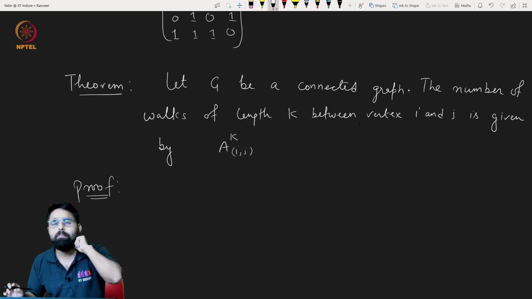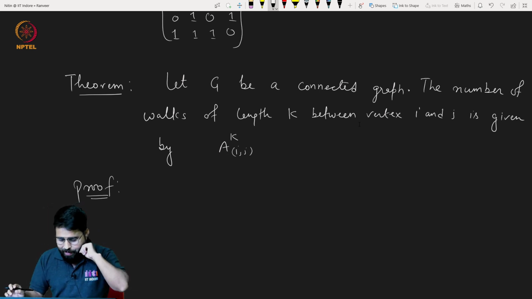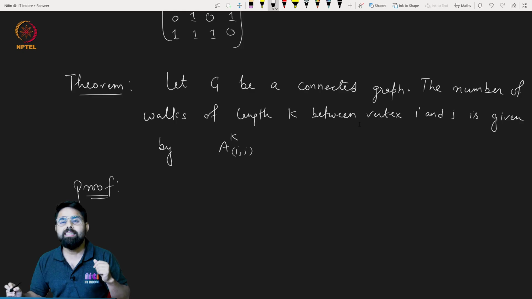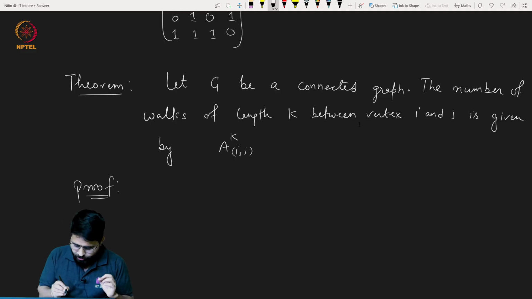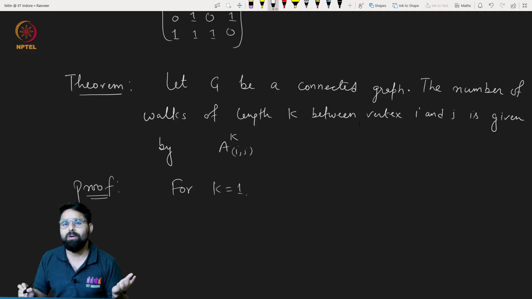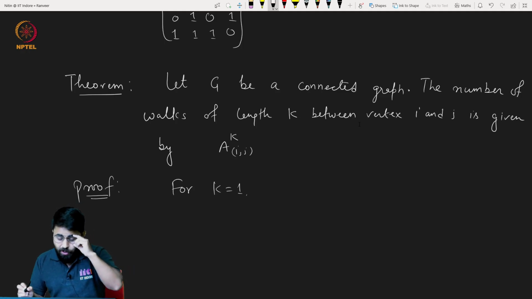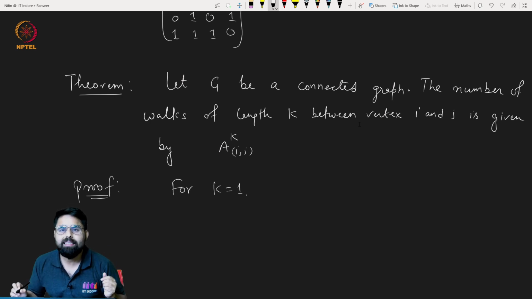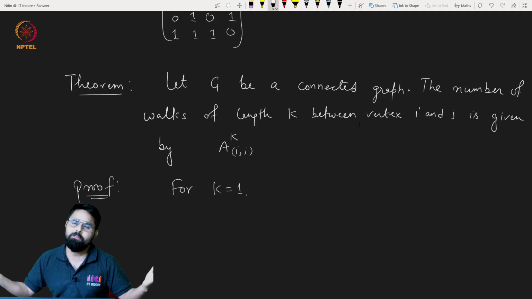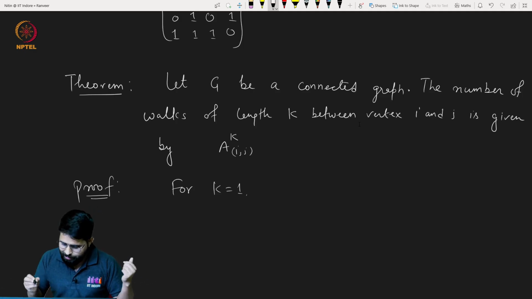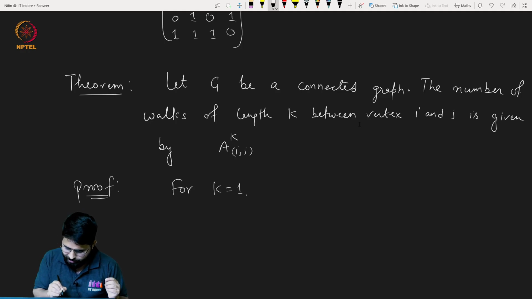Okay, so we will prove that this statement is true using mathematical induction. We will induct on k. So let us start with induction on k. The base case is k equal to 1. Is this theorem true? For k equal to 1, A to the power k is nothing but the adjacency matrix, right?